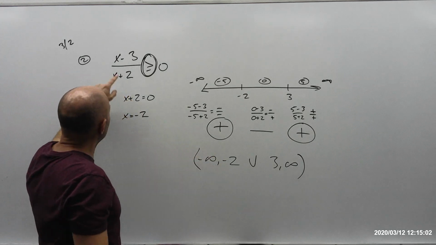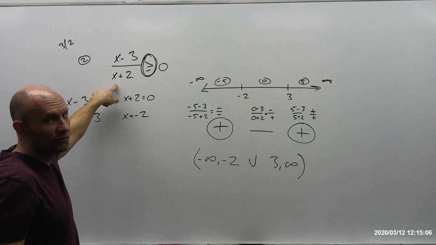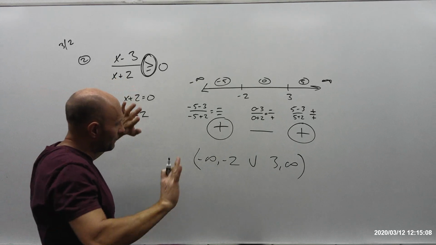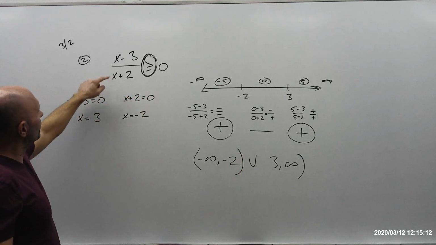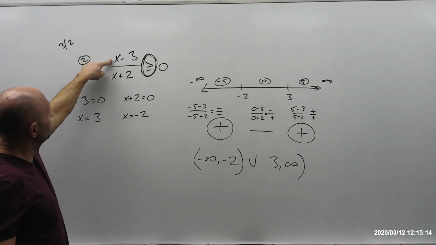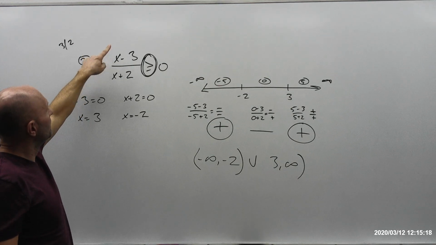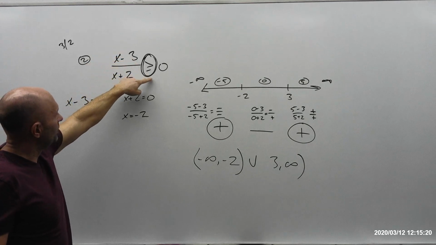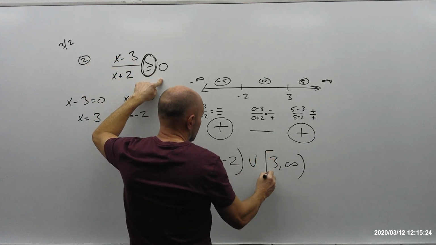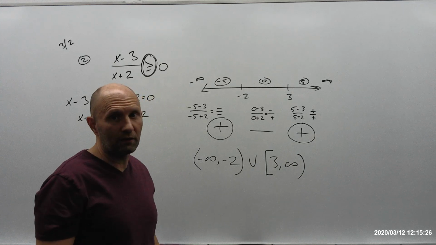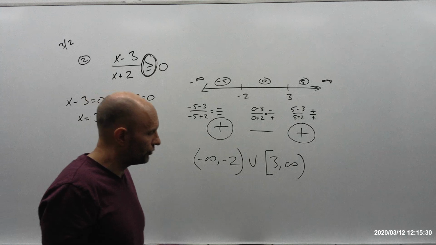If I plug in -2, what happens? The denominator is -2 plus 2, which is 0. I get a 0 in the denominator. I can't have that, so it gets a parenthesis. What about the 3? If I plug in 3, I get a 0 in the numerator, which is fine. And 0 is greater than or equal to 0. That's true. So in this case, 3 is a suitable answer, therefore a bracket. So that is going to be your answer for number 2.